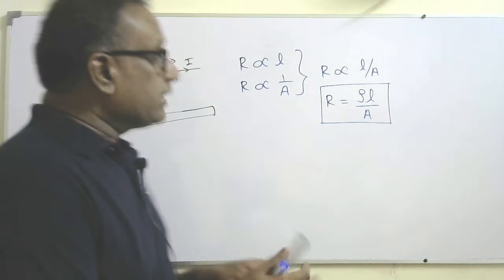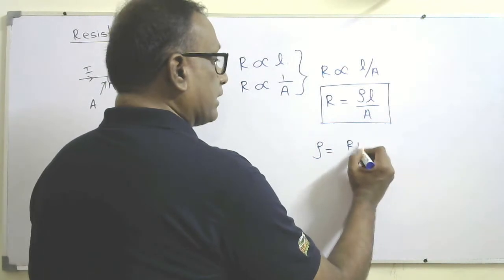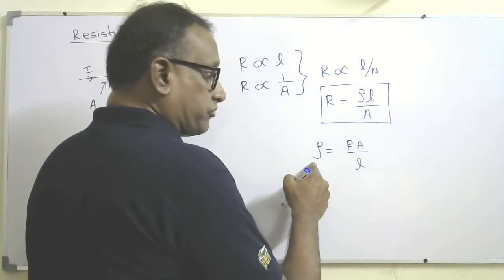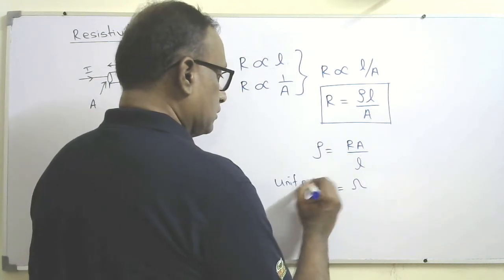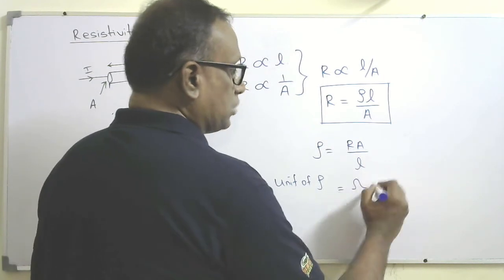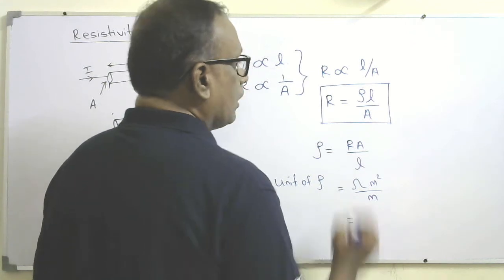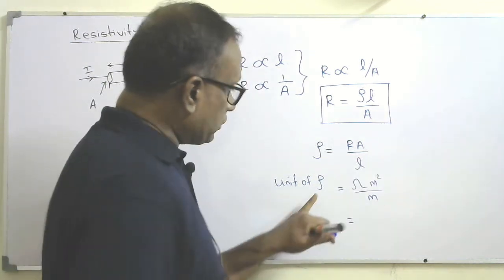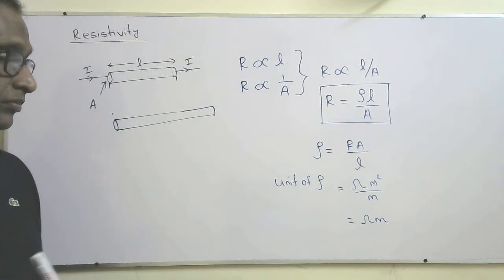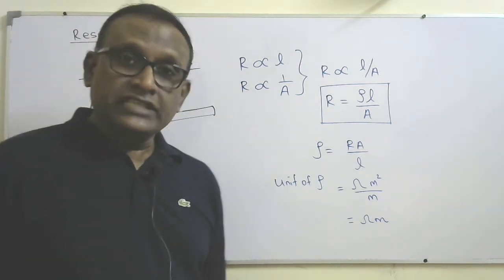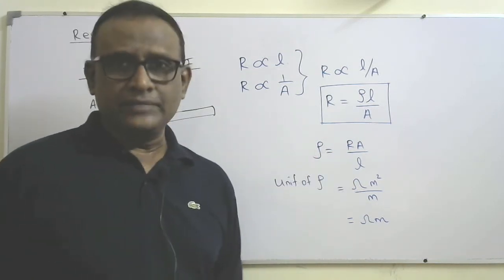Okay, so I can write rho equals RA over L, where rho is the property of the material called resistivity. The unit of R is ohm, the unit of area is meter squared, and the unit of length is meter, so the unit of rho will be ohm meter. That's the unit of resistivity. If they ask to define resistivity, we can define it like that, but they never asked that definition in Edexcel, though in CAPE they can ask.